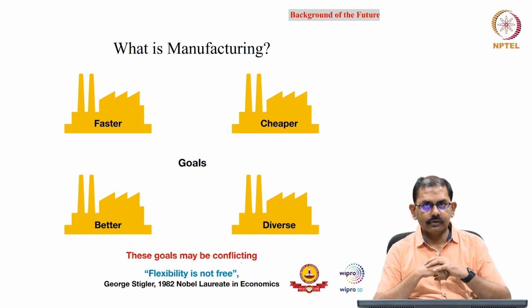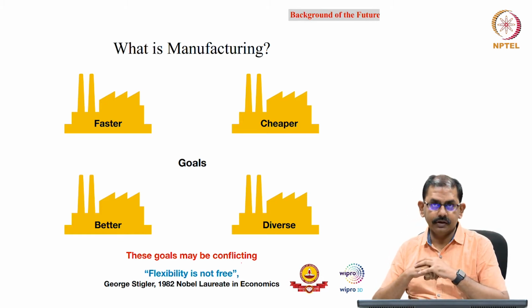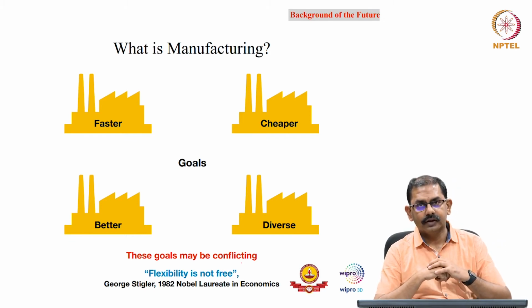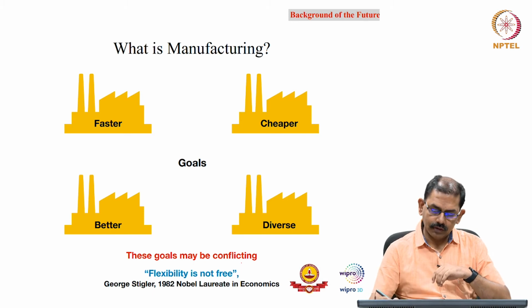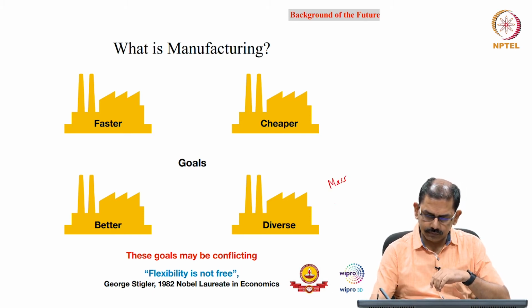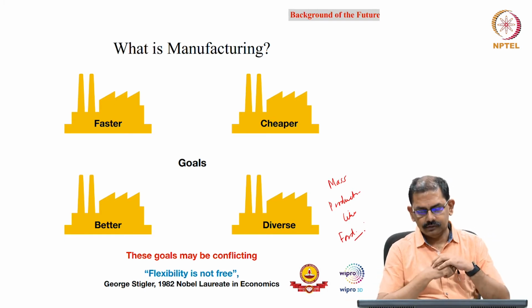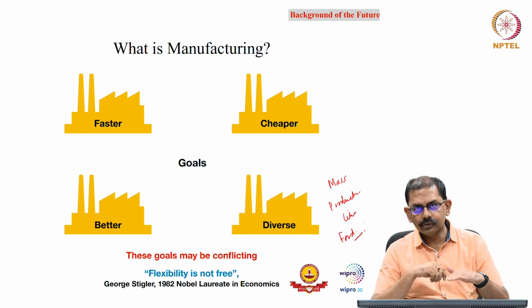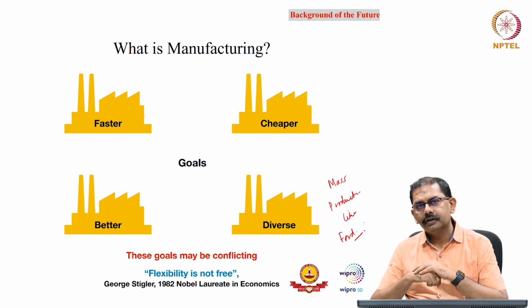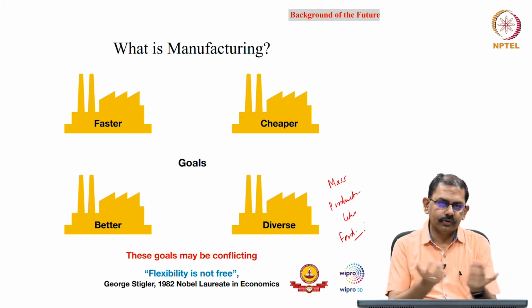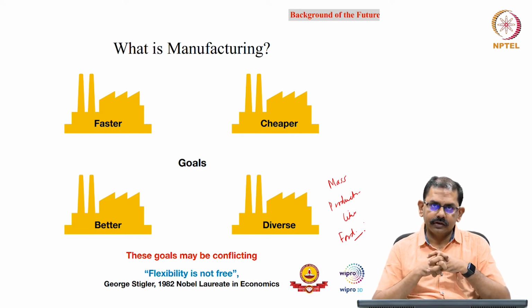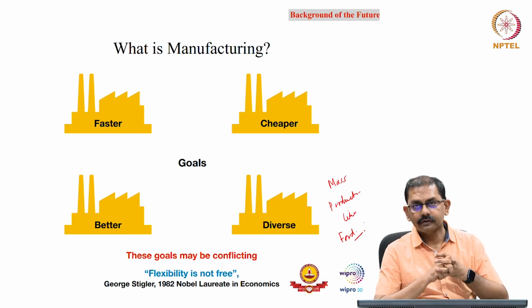So, it is possible that you actually could have something which is fast, economical, maybe high quality, but may not be diverse, right? So, in fact, when we talk about a typical mass production system, like Ford Motors, we'll discuss that in detail. It may be fast, it may be economical, it may have reasonable quality, it may not be the best, but it may not be diverse at all, right? In fact, Ford Motors used to produce only one type of model, the Model T, at the peak of their mass production system, right? So, these objectives, these goals may be conflicting, right?